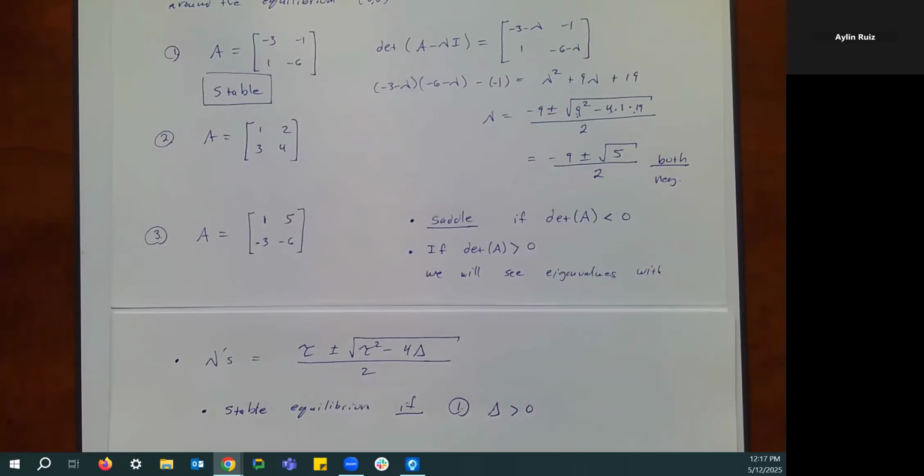And the reason we get a saddle if the determinant's negative is because this square root of all this becomes bigger than whatever this number is. So you're adding something bigger than it and subtracting something bigger than it. One of those things is going to end up being positive, one of them negative. So whenever your determinant's negative, you get a saddle.